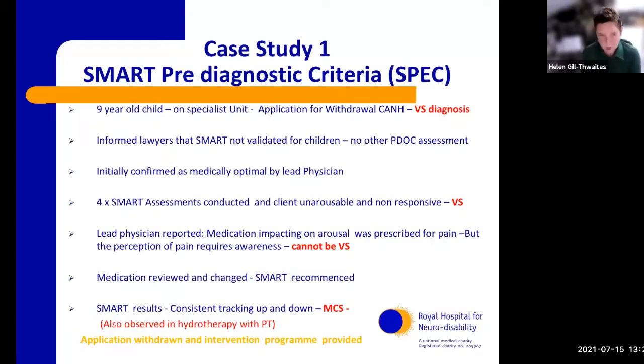Obviously, we informed the lawyers that SMART isn't validated for children, but there are no other PDOC assessments, and they were keen for us to move on with that. And obviously, we asked for medical opinion on the status, and the lead physician said they were optimal. I started off over 2 days, I did 4 SMART assessments, and the client was unarousable and non-responsive.